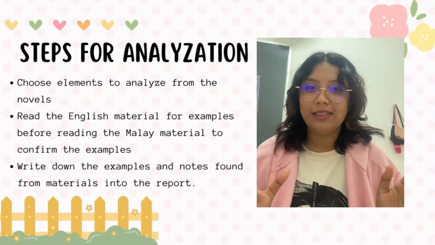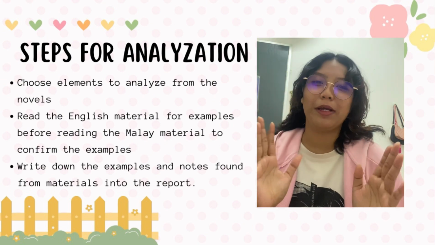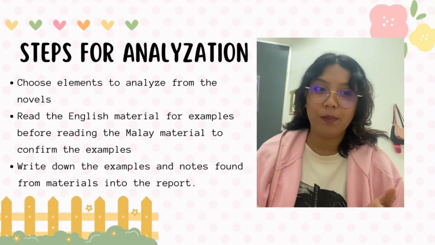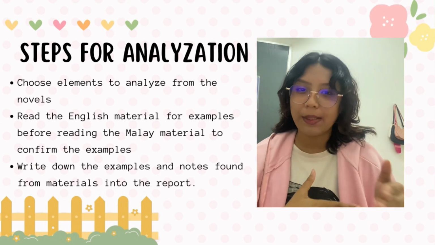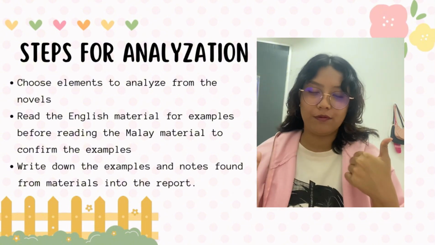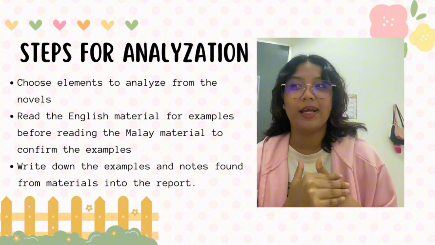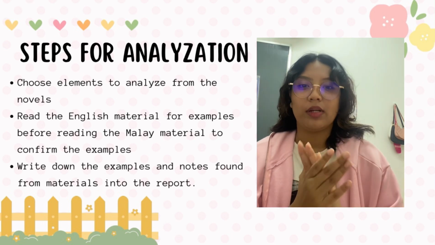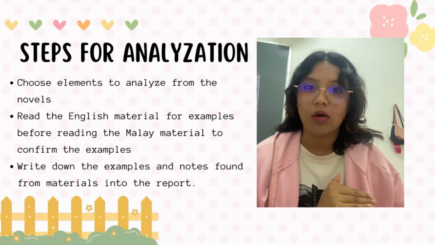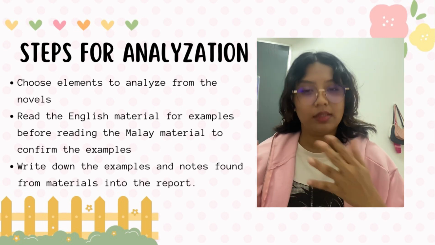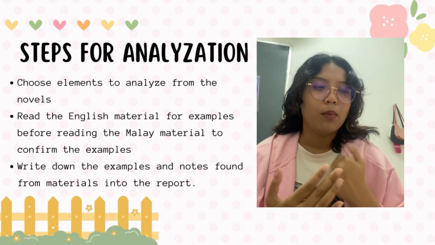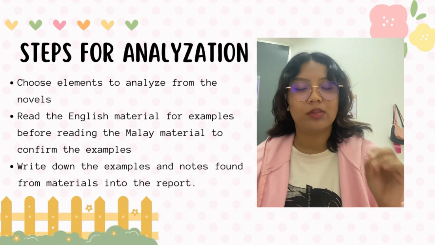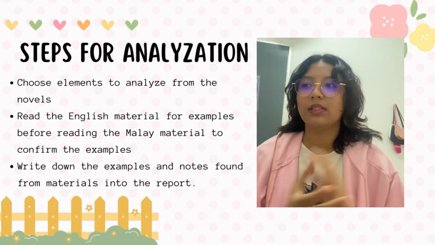First, I did this whole analysis by first choosing what element to analyze from the novel. I see a few of my friends decided to do it by chapters, but personally, I've read this book a lot already, so I went with choosing the elements first. For example, I listed out all the elements that I wanted to search for in the novels, like borrowing, modulation, addition, and so on. When I already had the elements, that's when I started to compare between these two materials.